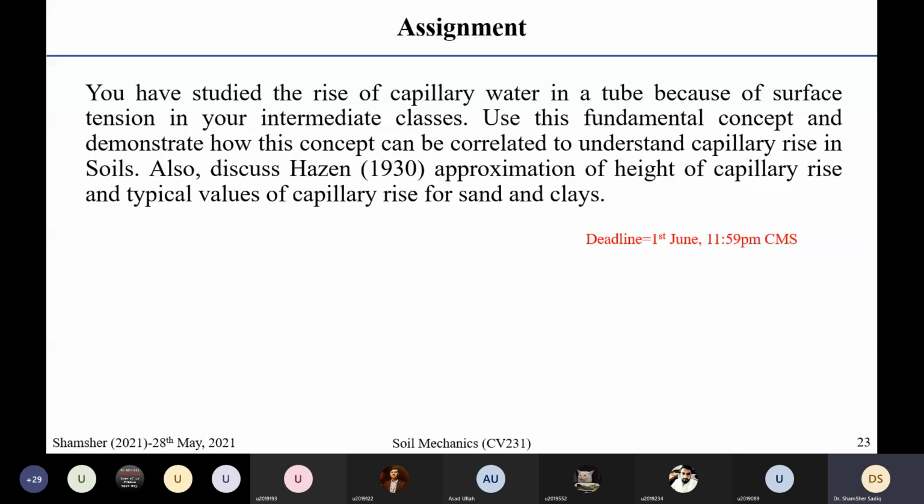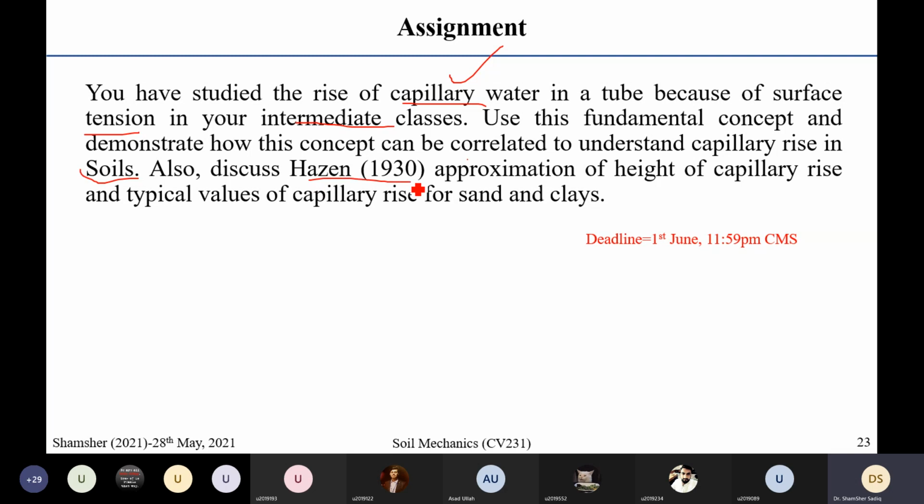Now this was all about the lecture, and there is a small assignment and you have to learn it on your own, and in Das's book it is also given, so you can learn from that. In your intermediate level, in your FSc or A levels, you have learned how the water rises in the tube by the capillary action, and the concept is the surface tension. Now using this fundamental concept, you have to demonstrate how we can correlate this with the capillary rise in soil.